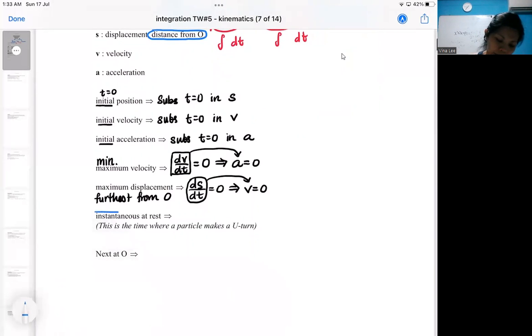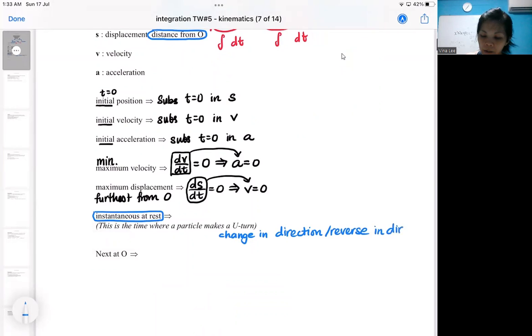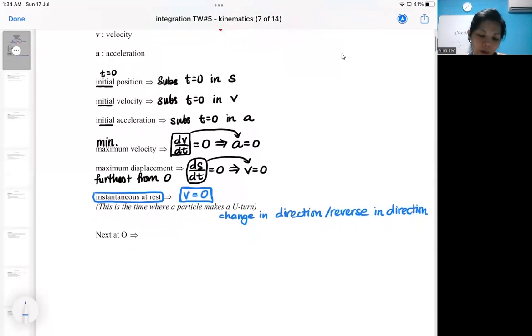One of the more critical ones will be instantaneous at rest. Instantaneous at rest represents the change in direction. They can rephrase it as change in direction, or reverse in direction. Anyway, that is the idea of a U-turn. The mathematical representation will be velocity equal to 0. They use this representation to signify a change in direction. If you would like to find which timing the particle is making a change in direction or reversing direction, you set velocity equal to 0. That's one of the more commonly used expressions.